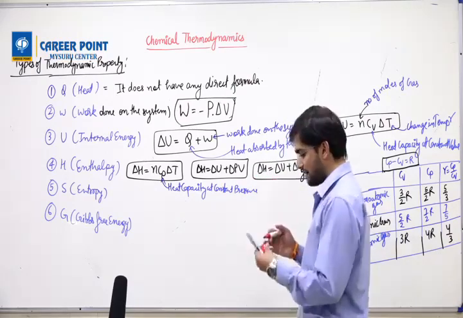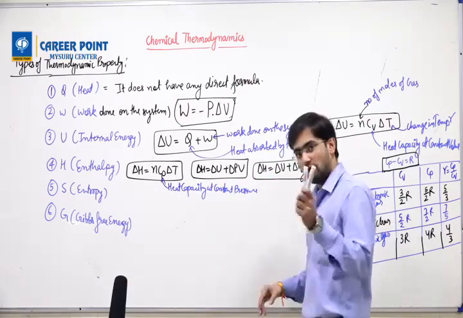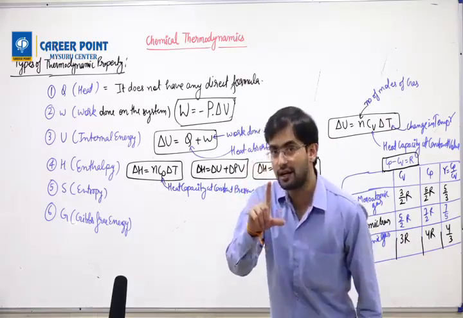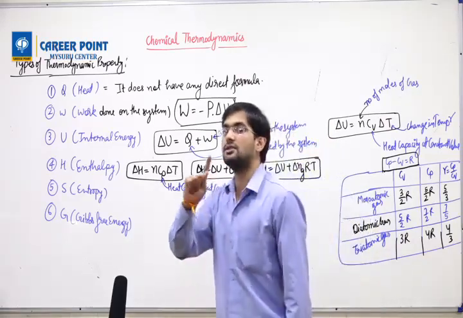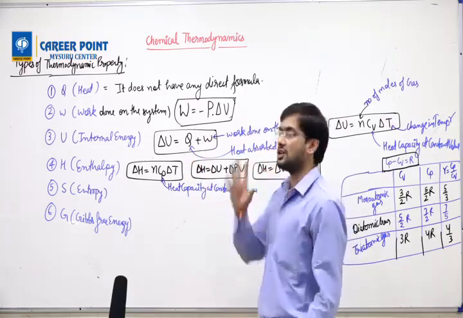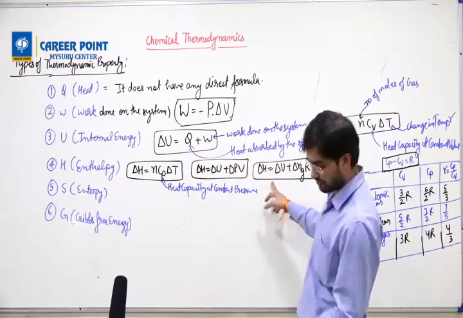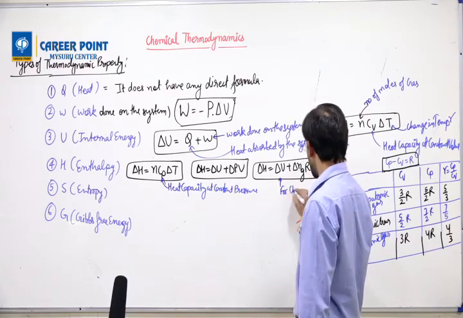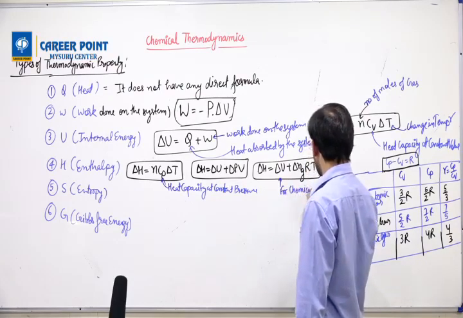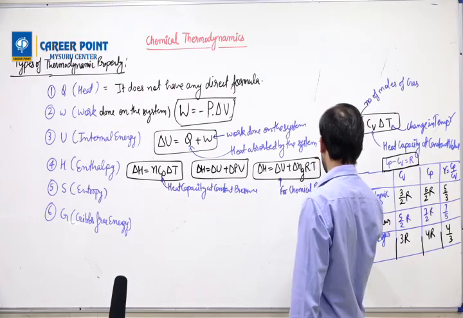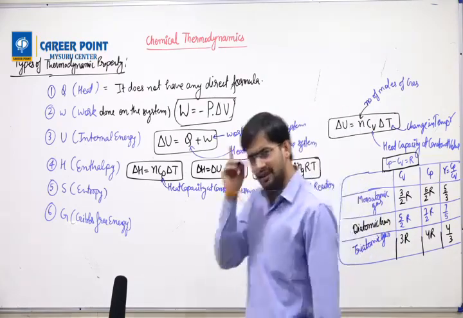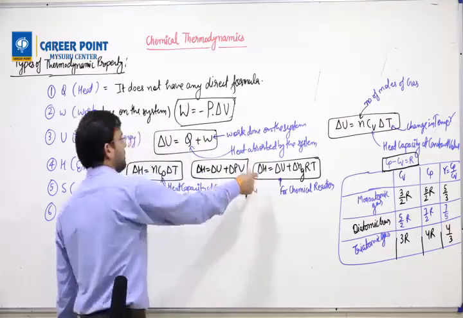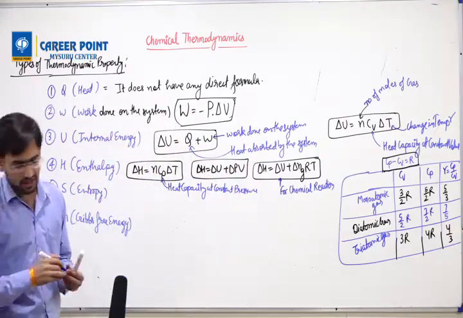This is used for chemical reaction. In thermodynamics, if there is a chemical reaction and they are asking you to find delta H and delta U, this is the formula you should use. So wherever there is a chemical reaction, you bet that this is the formula which will help you get the answer. That is delta H.